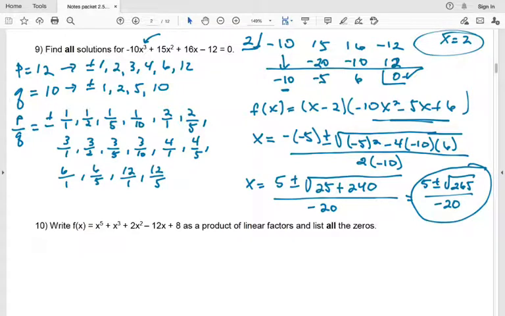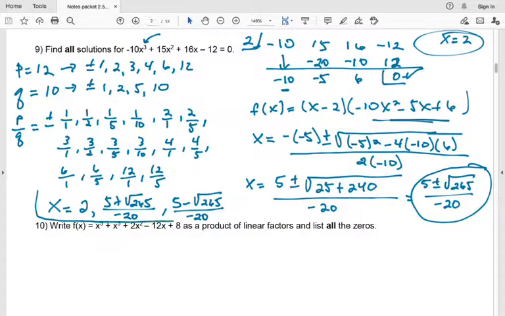So my roots are x equals 2 and then 5 plus the square root of 265 over -20 and 5 minus the square root of 265 over -20. And that's my answer. You can get the decimal values of those if you wanted to actually graph it, but for our purposes, that's all we need to do. All right, let's do another one. I'm going to scroll this up.